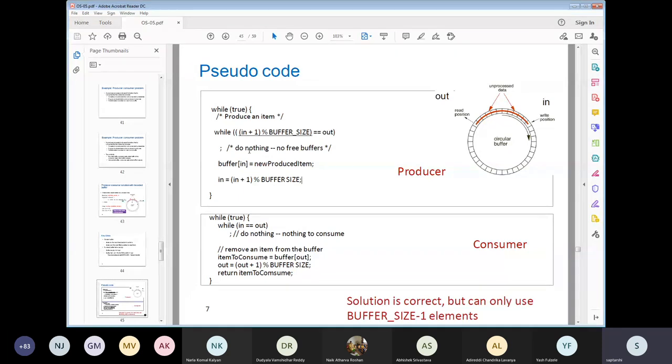I hope this is clear. What does the consumer do? Again, it checks if the buffer is empty, while in equals out. As long as the buffer is empty, it has to wait. If the buffer is not empty, then it removes an item from the buffer and increases out: out equals (out plus 1) modulo buffer size. So this is how the producer and consumer can behave. As you understand, this buffer, in and out are in the shared memory, so the producer and the consumer both should have access to these data structures.